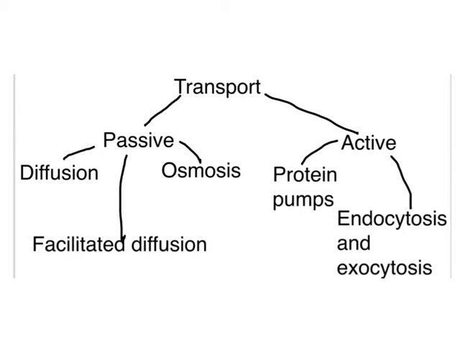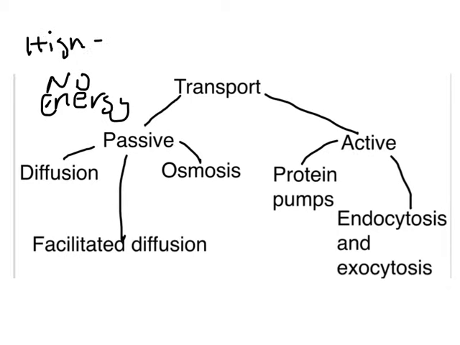All right, let's just sum up transport and what we see about transport now. Transport across membranes can either be passive or active. Now, all the passive forms of transport use no energy. That's because you're going with a concentration gradient, which means from high to low concentration. So all the passive transports have no energy because they're going from high to low concentration.